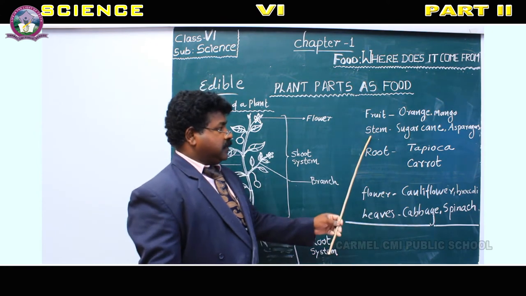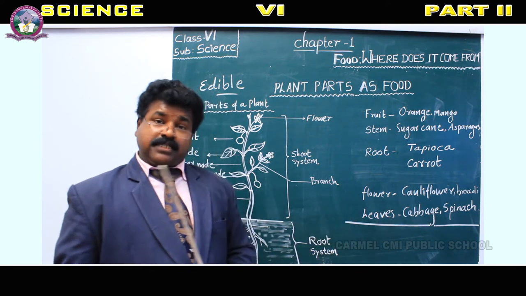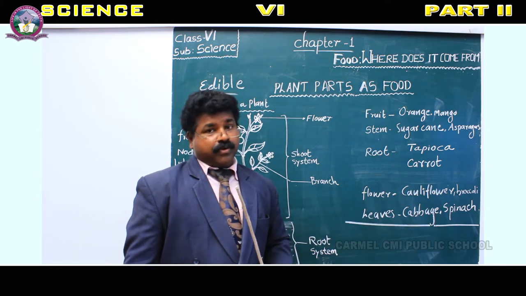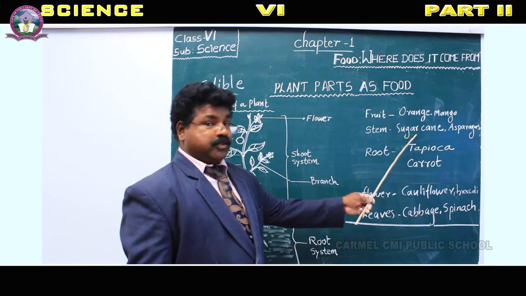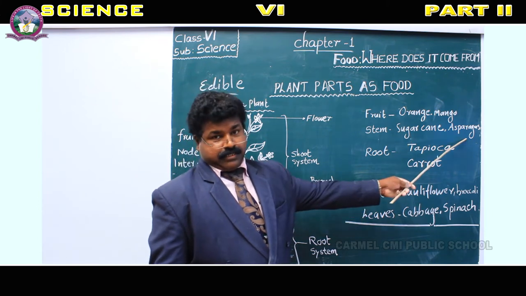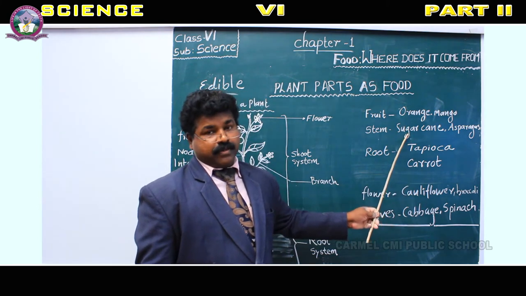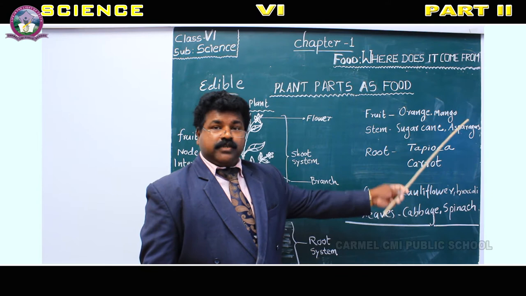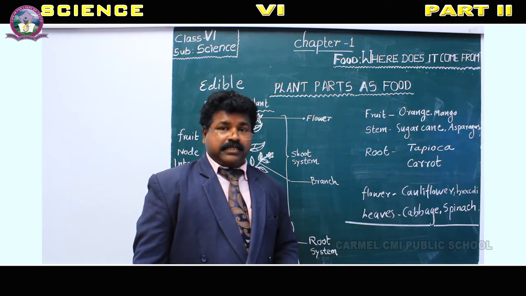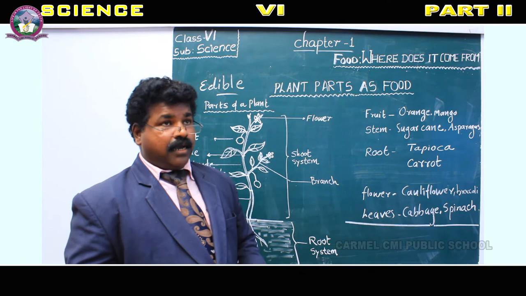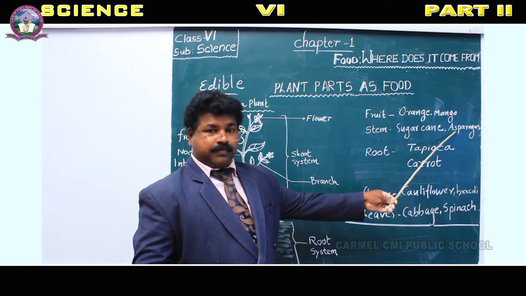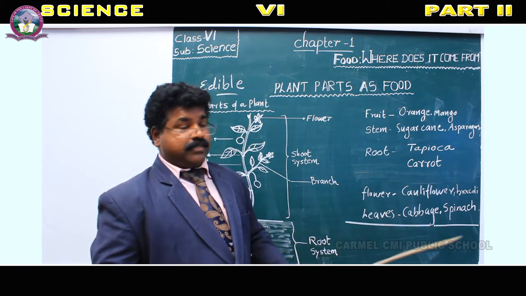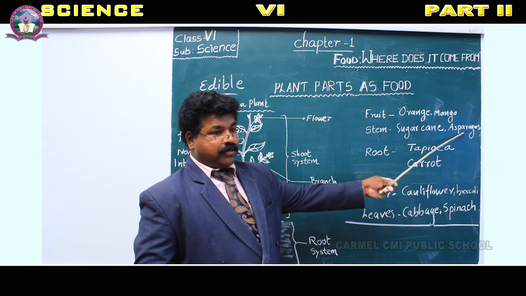Okay, the next, in some plants we are using the stem also. We can use the stem of some plants as our food. Example, sugarcane, asparagus. Sugarcane, you all are very much familiar with, but you may have some doubt about asparagus. Actually, asparagus is a plant which is available in the forest area. It is a climber, and mainly the leaves of asparagus plants are used for making floral decoration. In autumn time we are using it. I think you got some idea about it.